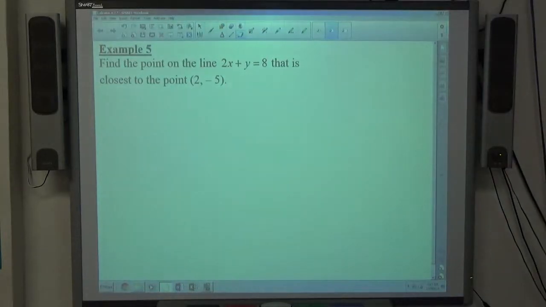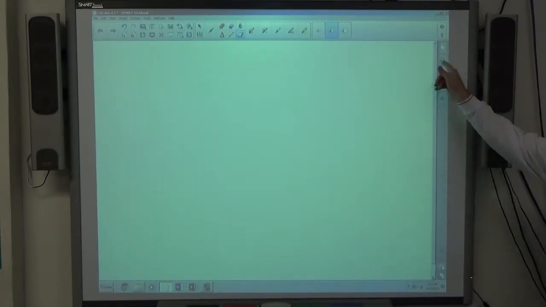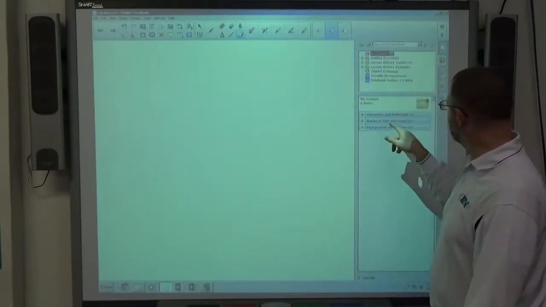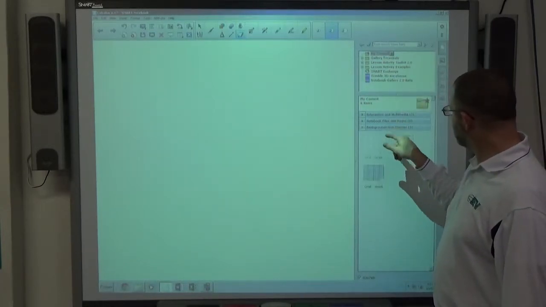All right, example 5. Find the point on the line 2x plus y equals 8 that's closest to the point (2, -5). I kind of like to graph this just so you can see what they're asking us to do.